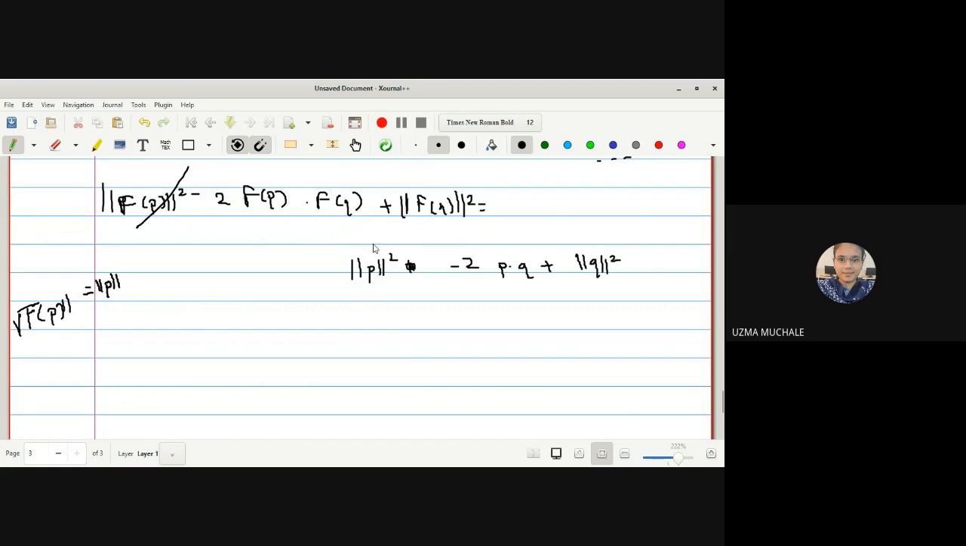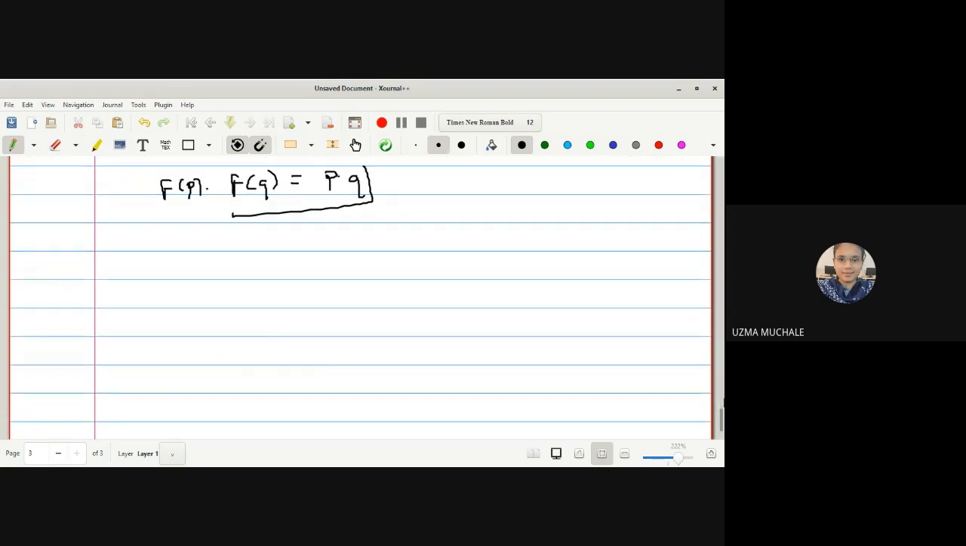So can I cancel these two terms? Both are same, no? Yes, ma'am. I can cancel this also because this is true for every P and Q, and 2 is non-zero, so that also gets cancelled. We get FP dot FQ is equal to P dot Q. And hence in the second step we have proved that F preserves the dot product.